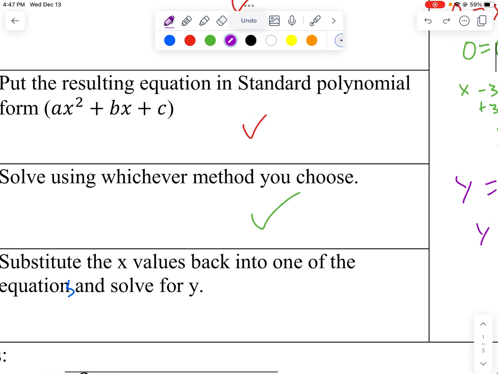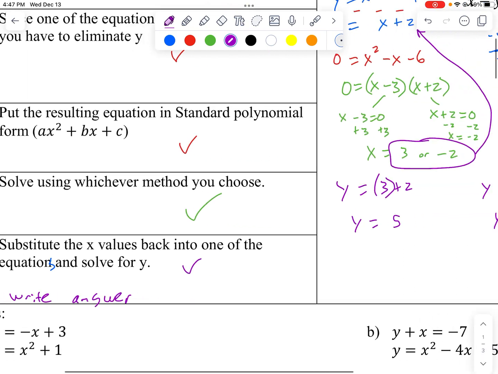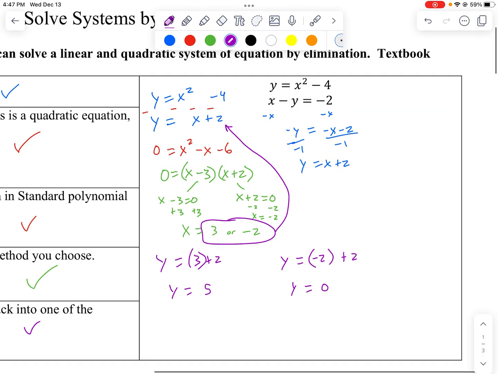And apparently there's not a 6th step on this, but the 6th step is actually write your answer. Here, let me open that. Write answer. And your answer in this case is the point at which these two functions meet.